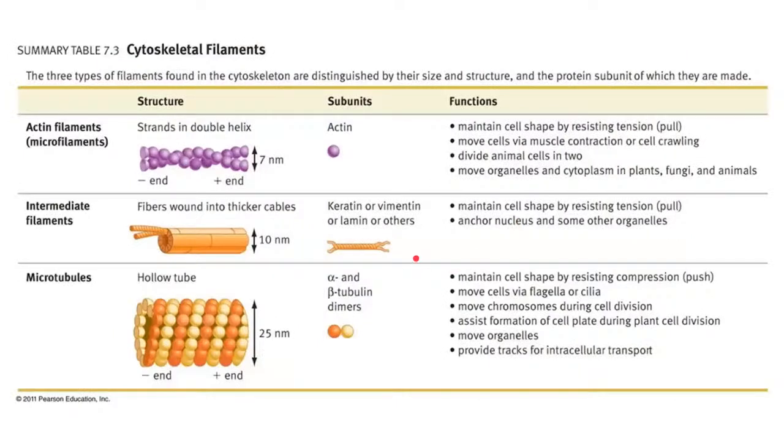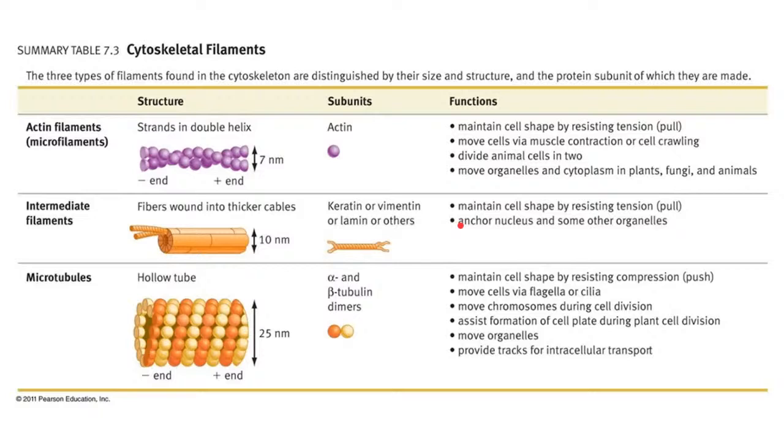Then we have intermediate filaments. These give the cell a solid shape. Now the actin are just maintaining the shape, but intermediate filaments are rope-like. They give the cell a solid shape. They anchor the nucleus in place, anchor the organelles in place.